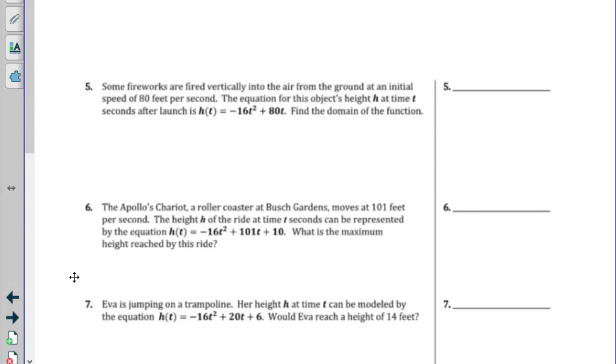All right, number 5. Some fireworks are fired vertically into the air from the ground at an initial speed of 80 feet per second. The equation for this object's height h at time t seconds after launch is h of t equals negative 16t squared plus 80t. Find the domain of the function.